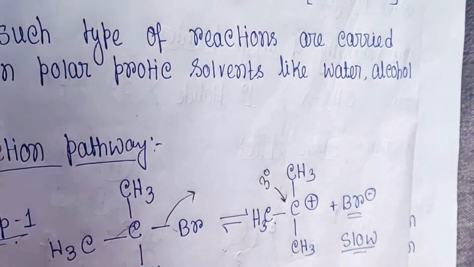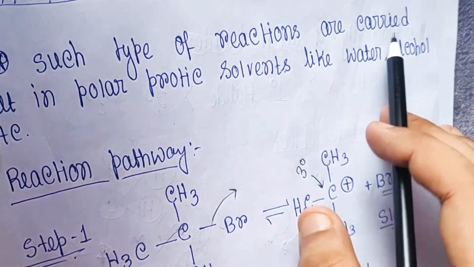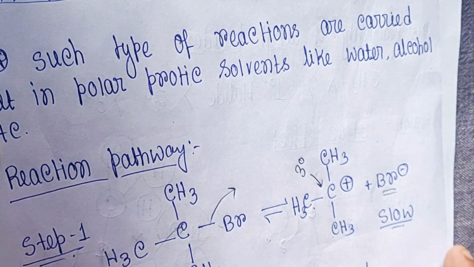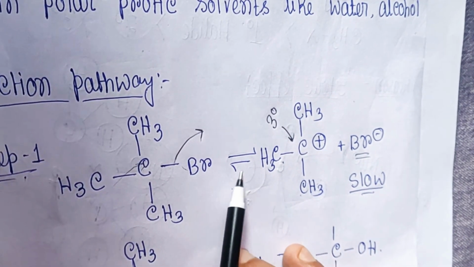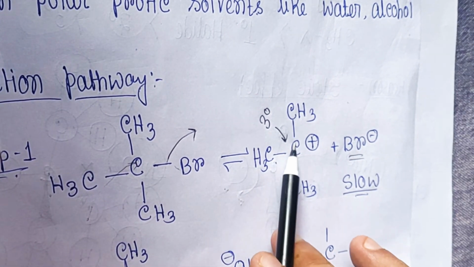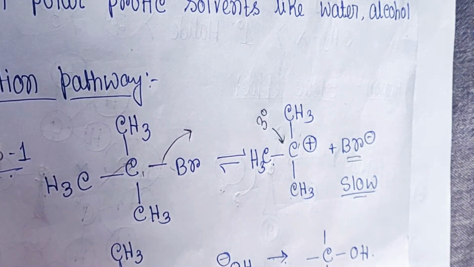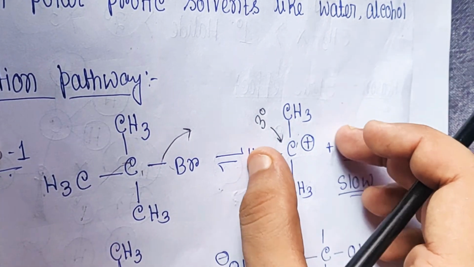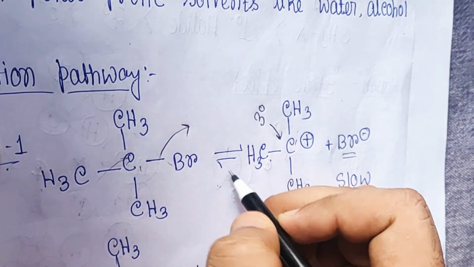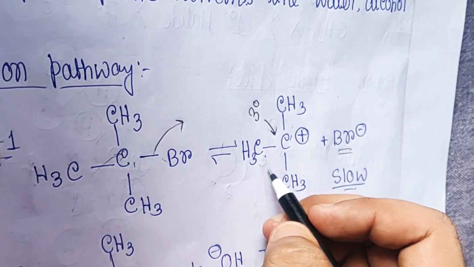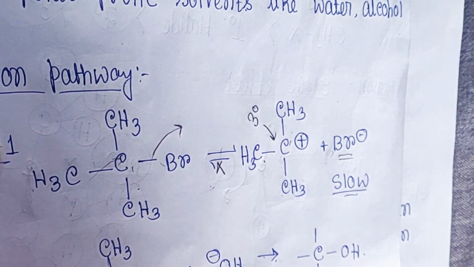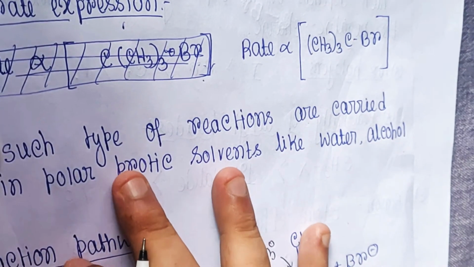Well, one more thing is needed to discuss. Such types of reactions are carried out in a polar protic solvent like water, alcohol, etc. So why in a polar solvent? Look, you can see that this step is a reversible step, right? So this can convert into this product, and it can also get reversed back to this part. But we need this intermediate to get our product, right? So we don't like that our product gets converted back into the reactant. So we don't want this back step to happen. For that reason, we are using a polar solvent.